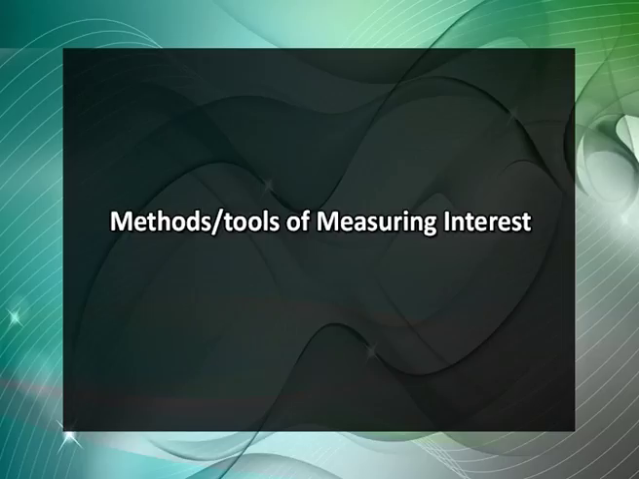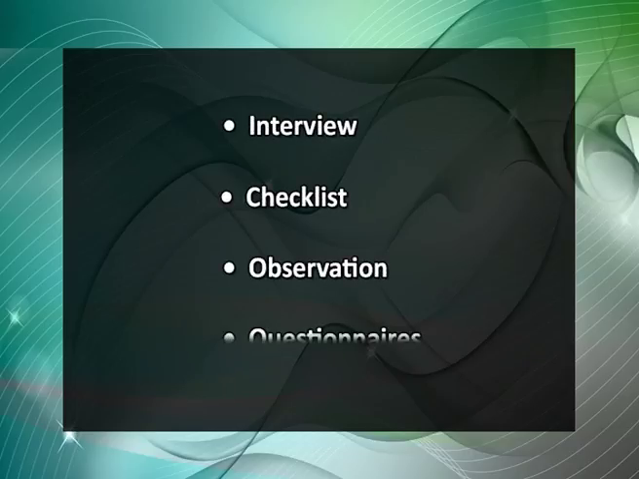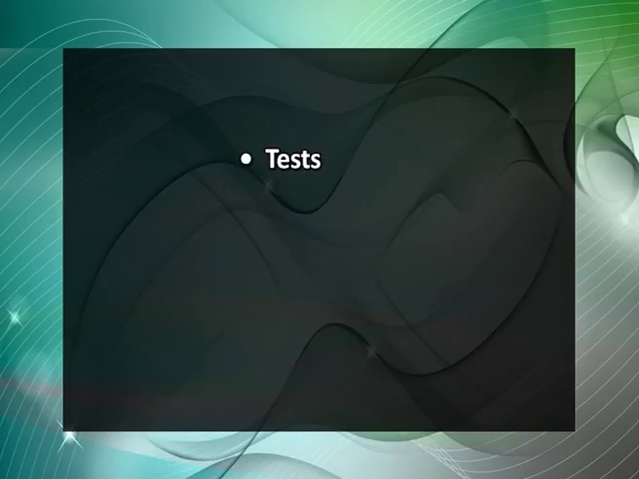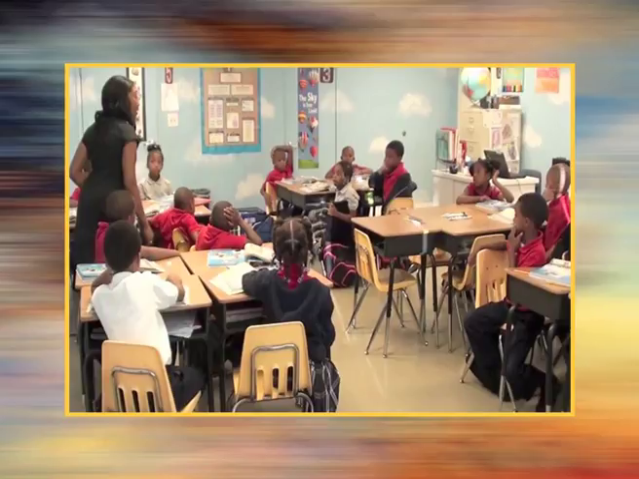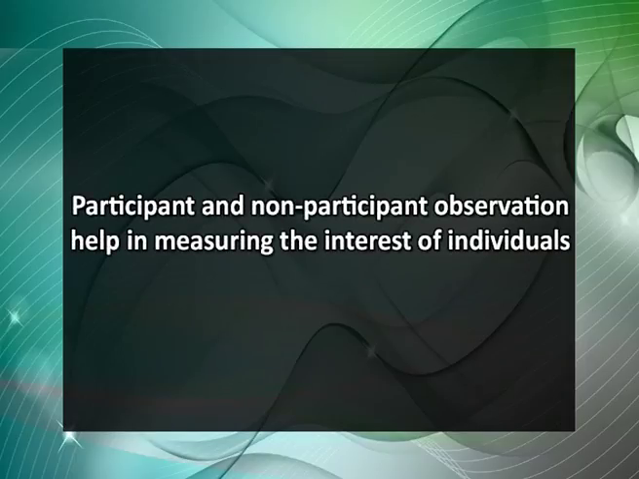Now, methods of measuring interest. There are various methods of measuring interest, such as interview, checklist, observation, questionnaires, tests, rating scale, and inventories. A brief discussion of such methods is given as: Number 1. Observation. Through observation, we can assess interests of people. Generally, people manifest their interest in different kinds of activities. Participant and non-participant observation help in measuring the interest of individuals.